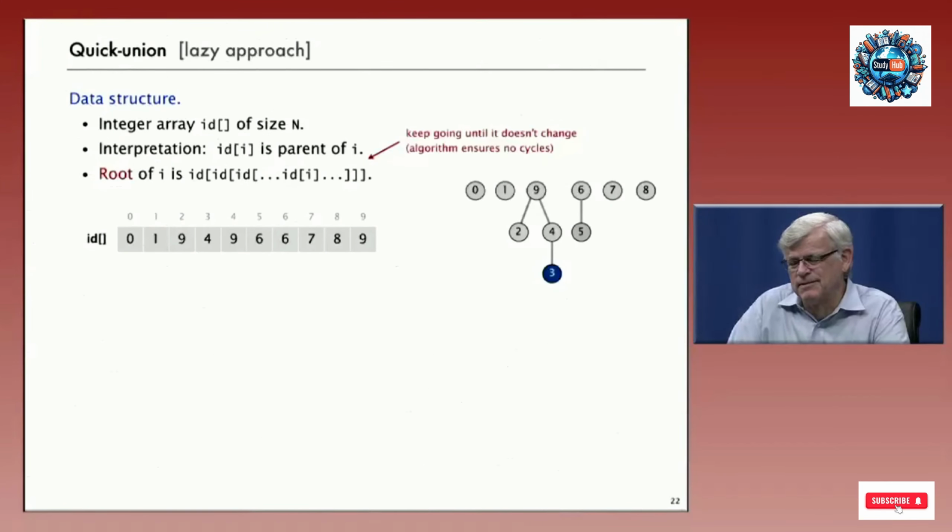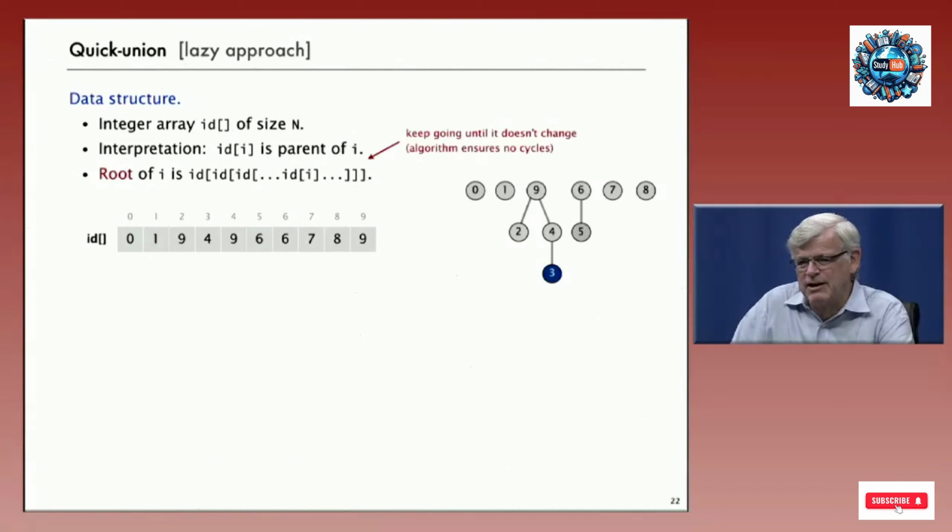All right, so quick find is too slow for huge problems. So how are we going to do better? Our first attempt is an alternative called quick union. This is a so-called lazy approach to algorithm design, where we try to avoid doing work until we have to. It uses the same data structure, our array ID with size n, but now it has a different interpretation.